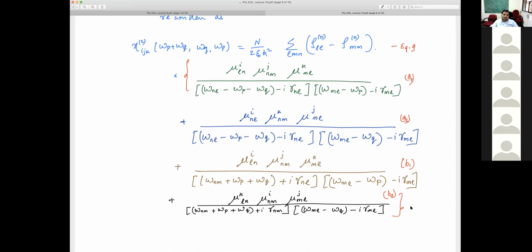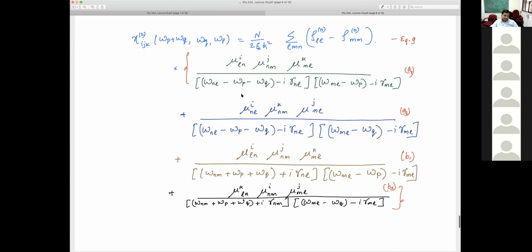So I have these 4 terms, 1, 2, 3, 4, and here you will see that I have this sum frequency generation kind of term, but I also have difference frequency generation kind of terms, or the negative frequency generation kind of terms also involved here. Okay, and Boyd has a nice discussion. So I can now start interpreting these in terms of energy level diagrams.